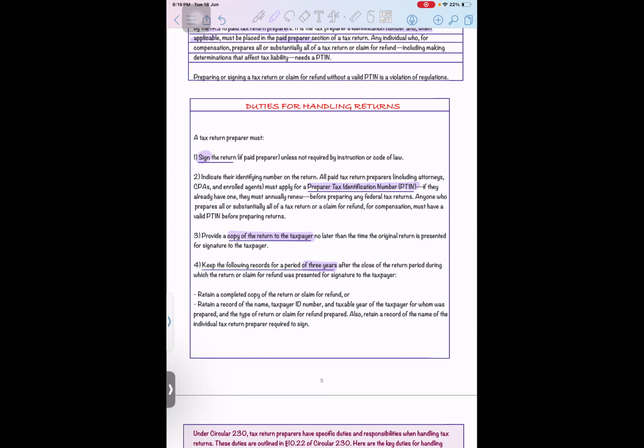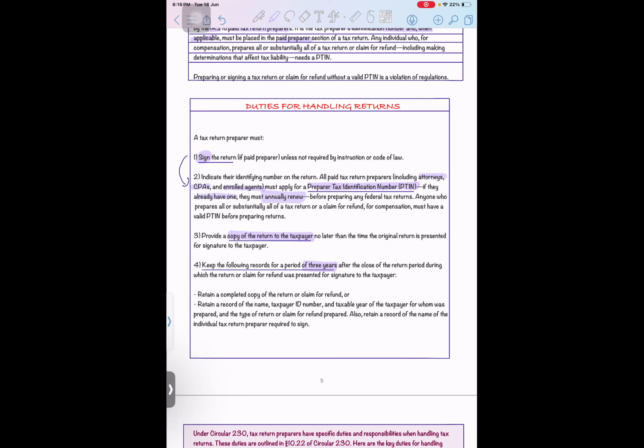Sign the return. While signing the return, you should use your PTIN number as well. There has to be a PTIN number. You should indicate the identifying number. All paid tax return preparers, including attorneys, CPAs, and EAs, everyone is required to mandatorily have a PTIN number. If they already have one, they must renew it annually, right?